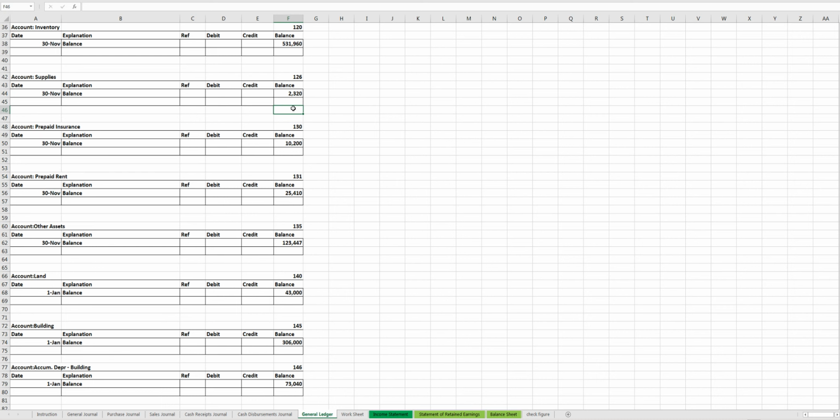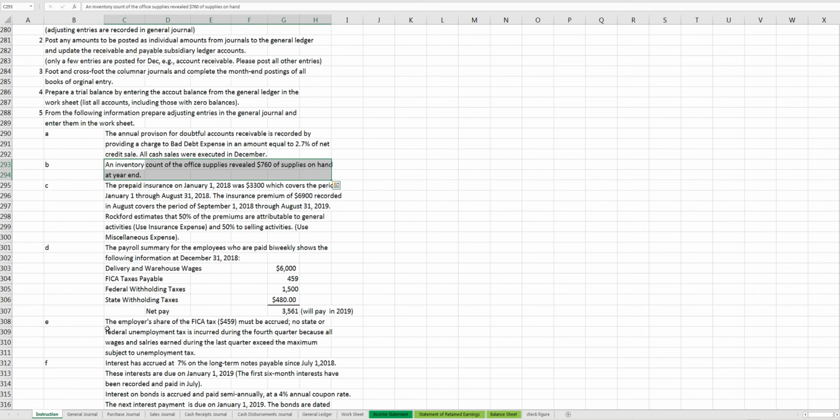So we're going to make adjusting entries. We're going to debit supply expense, credit supplies. We're going to post a credit number here, making the ending balance equal 760. That's part B.